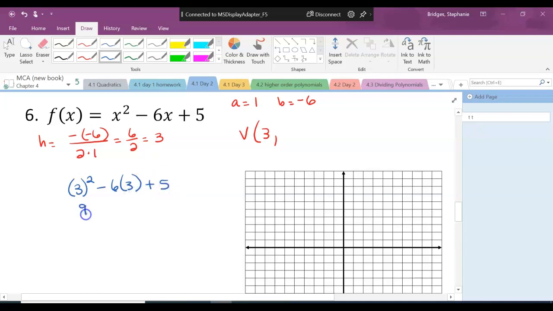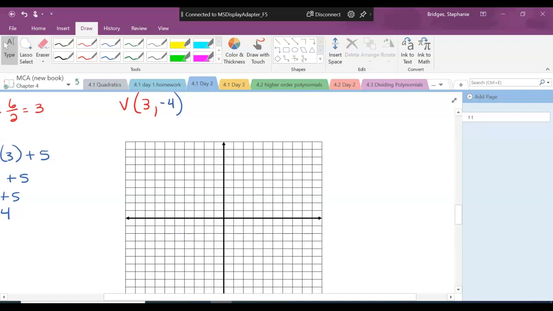3 squared is 9, minus 18, plus 5. That's negative 9 plus 5. That gives me a negative 4. Did everybody get a vertex of 3, negative 4? So 3, negative 4.